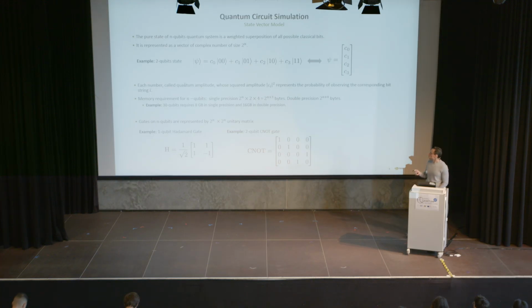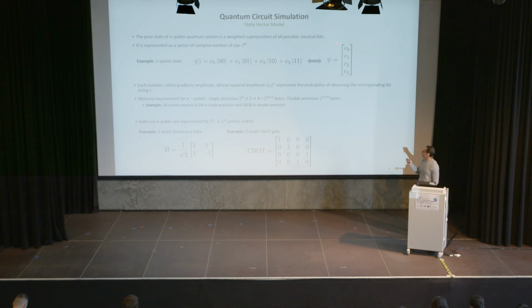With this representation, we see one of the challenges of state vector simulations, namely the exponential memory requirements. In order to store the state of n qubits, we would need 2^(n+3) bytes of memory, and that's using single precision, and double that for double precision.